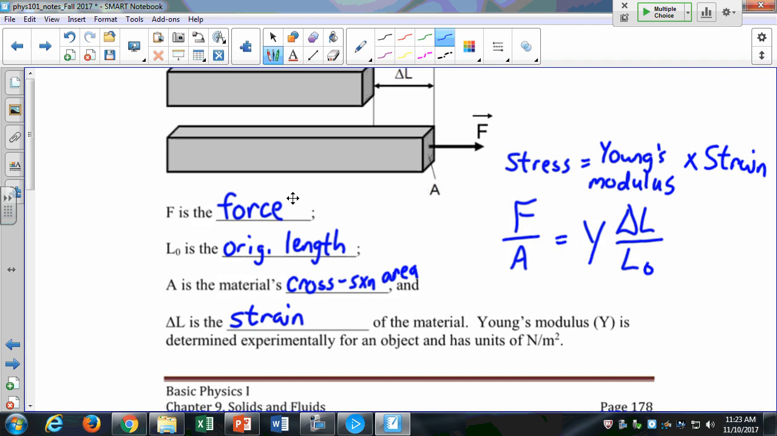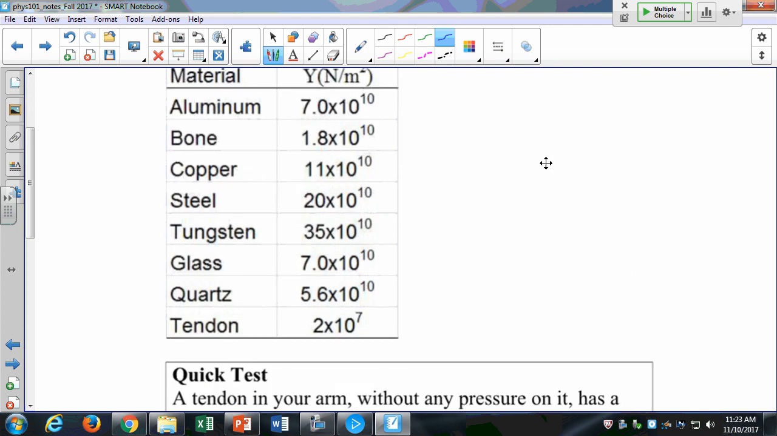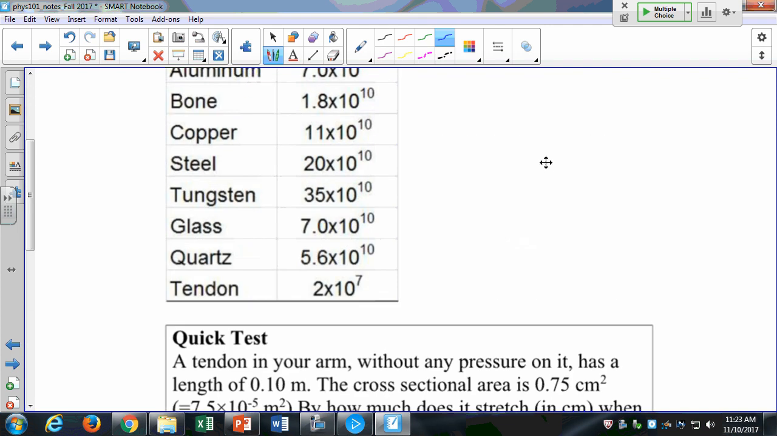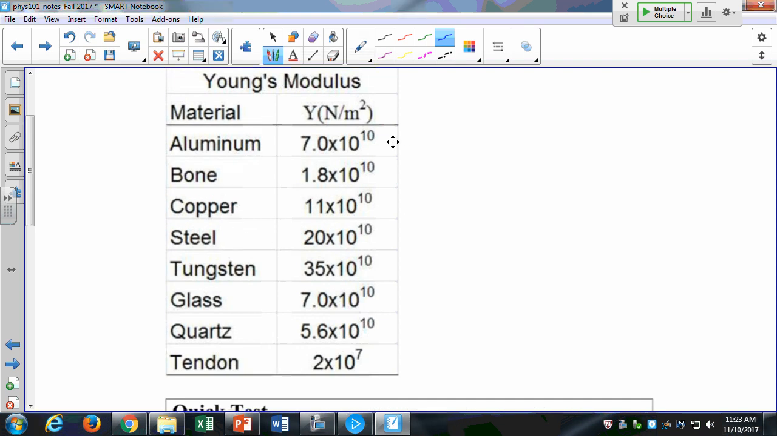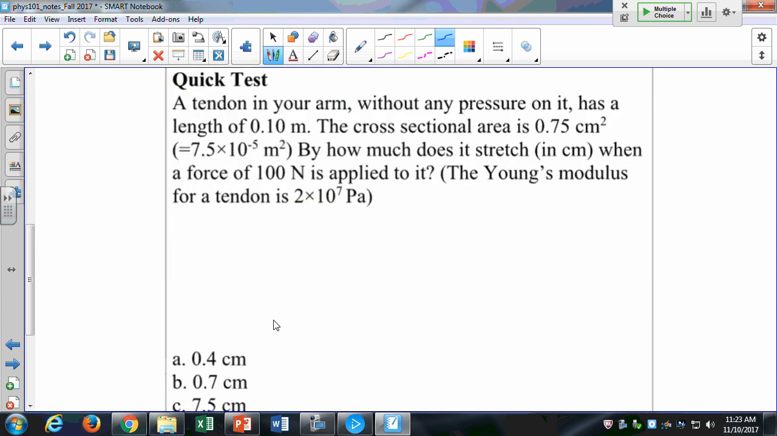Let's do an example. We'll wrap up soon. This is a list of Young's moduli for different materials. You'll be given this. In fact, this is on your equation sheet. So just be aware that these quantities are there. I won't give them to you in the problem likely. You'll have to know to look on the table.